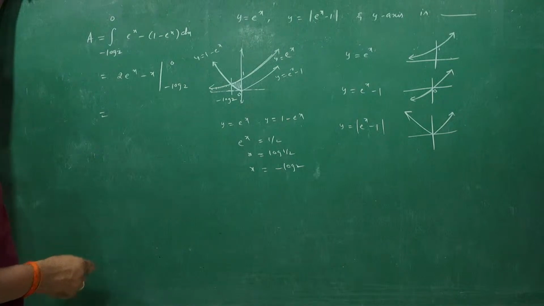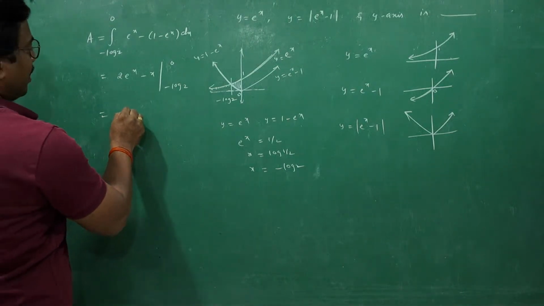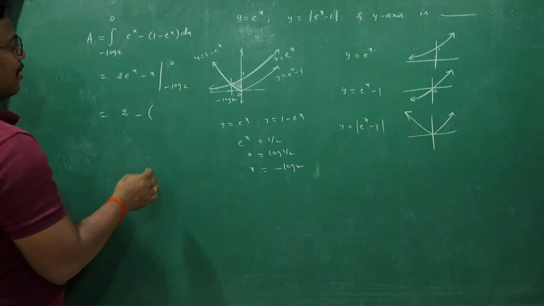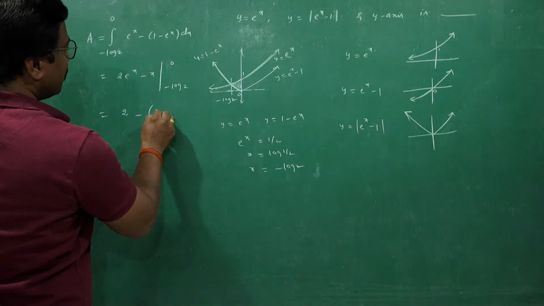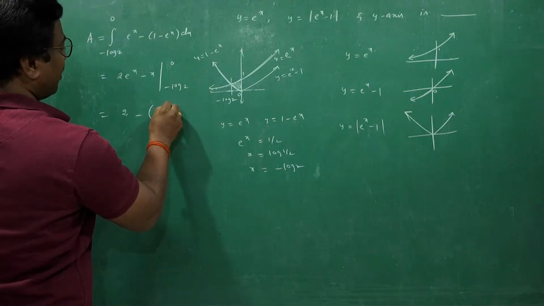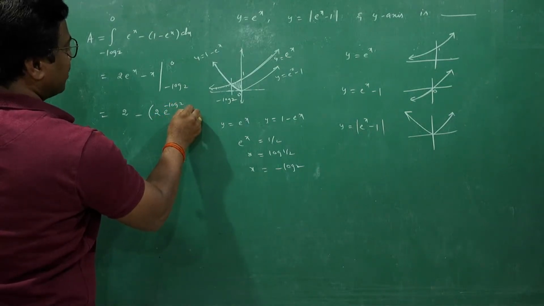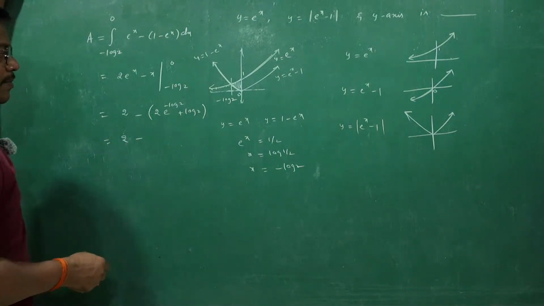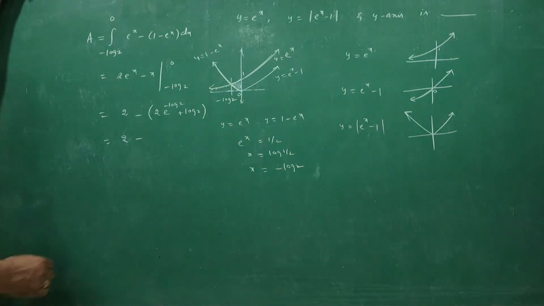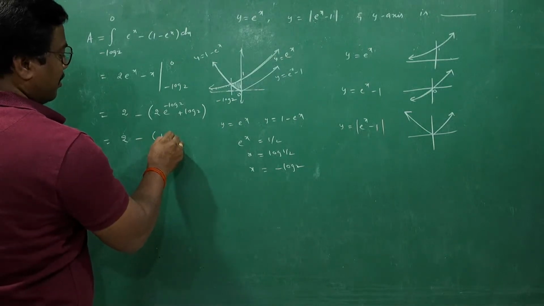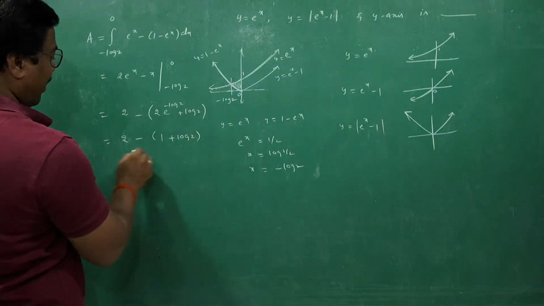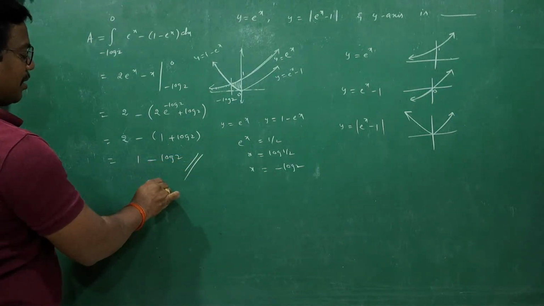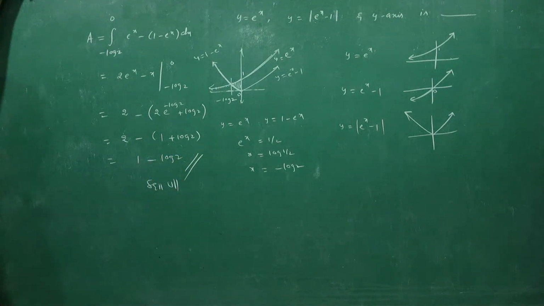Applying the upper limit 0, you will get just 2. Next minus, writing the lower limit, you will get 2 into e power minus log 2 minus of minus plus log 2. Right, it is 2 minus, exponential and logarithm cancel, and here it is 1 plus log 2. Finally, you will get 1 minus log 2 as the answer, which is in square units due to area.